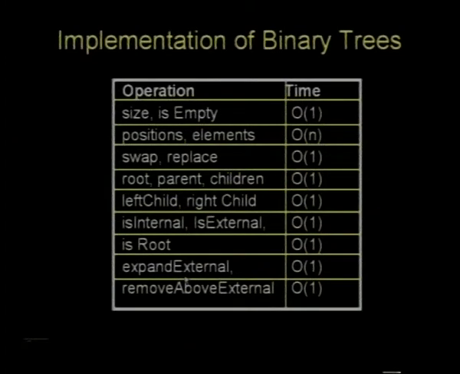The only problem is for insertion and deletion. Finding the root, the parent, the children, the left child, the right child, knowing whether it is internal or external, whether it is the root, expanding the external and removing from the external are also fairly easy. However, because of the disadvantage that we saw, the inefficiency in insertion and deletion with sequential representation, and also because if it is not a complete tree, and in many cases you can't guarantee a complete tree, the representation results in waste of space. So we go for the more natural representation of a binary tree, which is the linked representation.